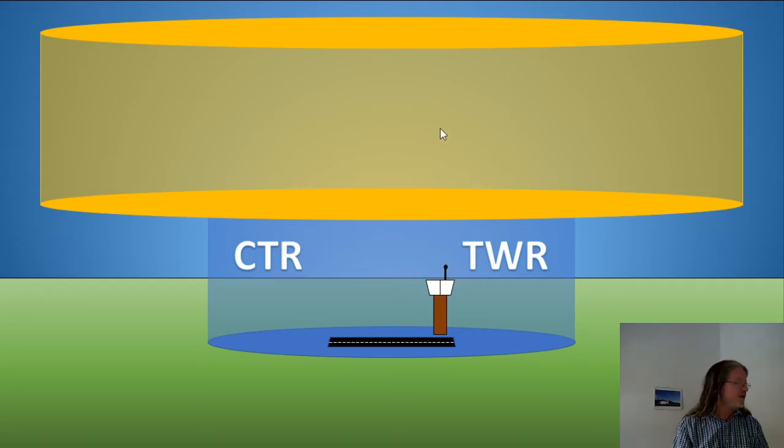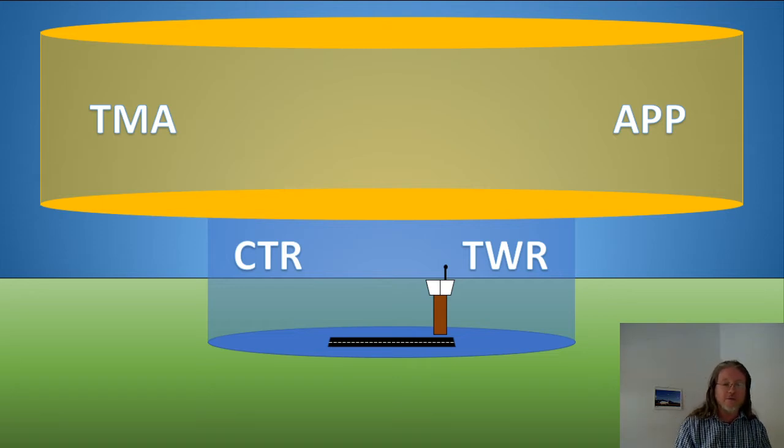Now, that piece of airspace in yellow here is called a terminal area, or TMA. A terminal area is always controlled, or most of the time controlled, by an approach control office, as I already mentioned, and it serves both departures and arrivals in many cases.